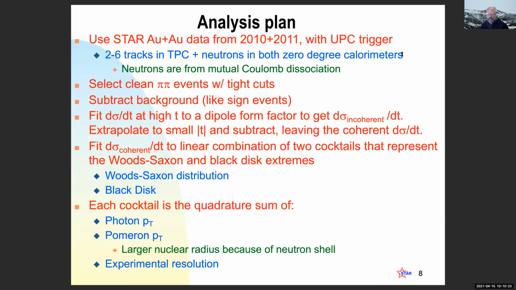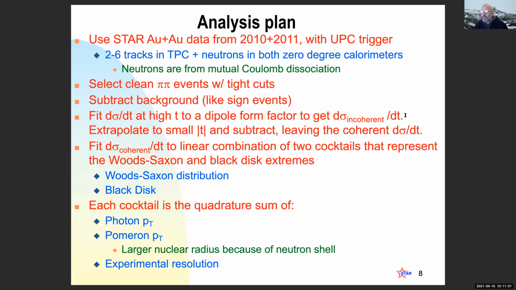The neutrons come from mutual Coulomb dissociation. Essentially, instead of being single photon exchange, there are 3 photons exchanged, one to produce the rho or the other dipions, and then one each to excite both nuclei. We select clean dipion events using tight cuts and subtract the background, for which we use like-sign events as a proxy. Then we'll fit this dσ/dt at high t to a dipole form factor to get the incoherent contribution to the cross section. We'll extrapolate that to small t and then subtract, leaving the coherent cross section.